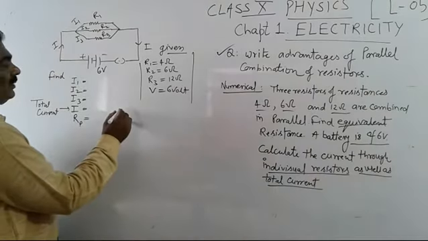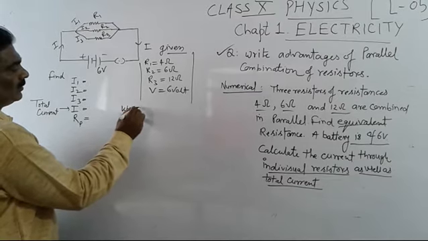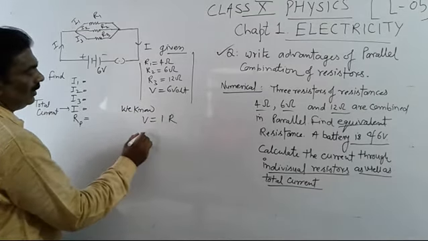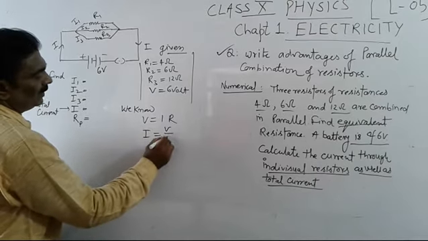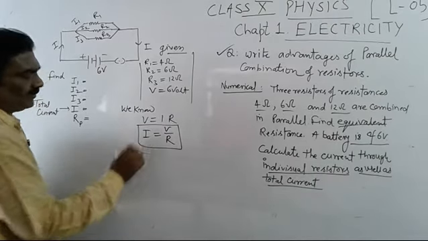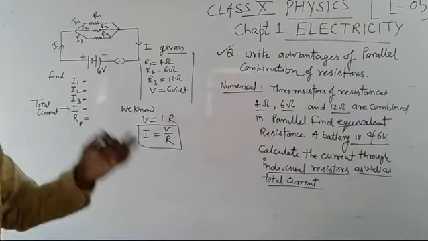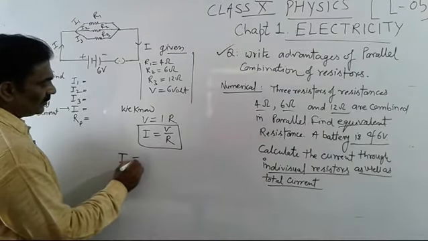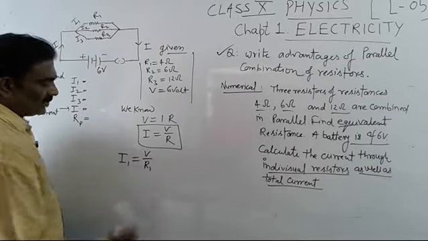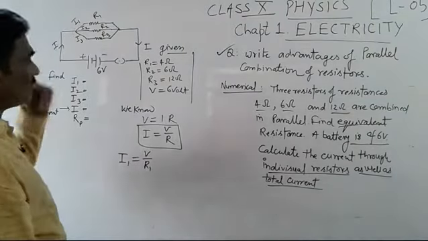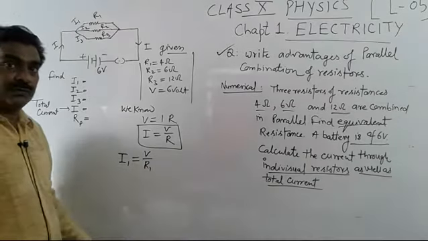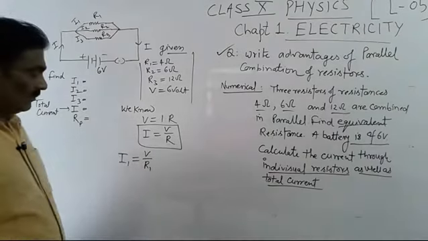So now by Ohm's law we know V is equal to I into R, so I is equal to V upon R. This is the master formula. But in case of individual current, we will find I1 is equal to V upon R1. Students, V means voltage. Voltage is constant, 6 volt, and R1, R2, R3 are different. Therefore, we will find the values I1, I2, I3 separately.